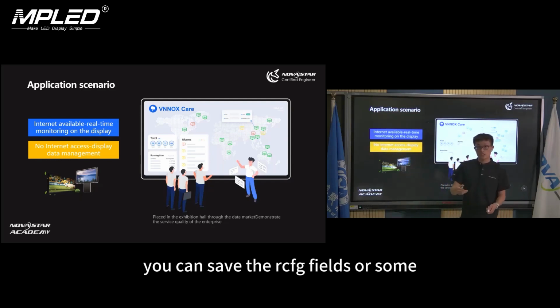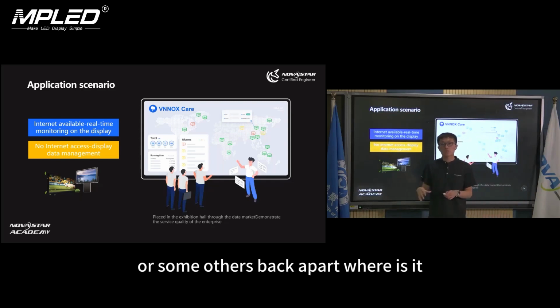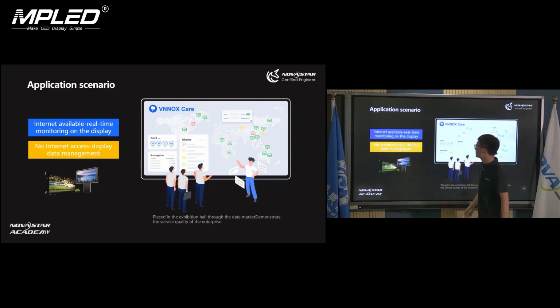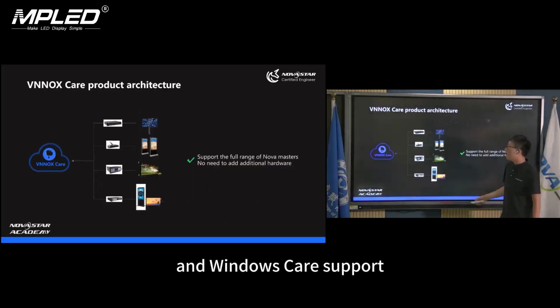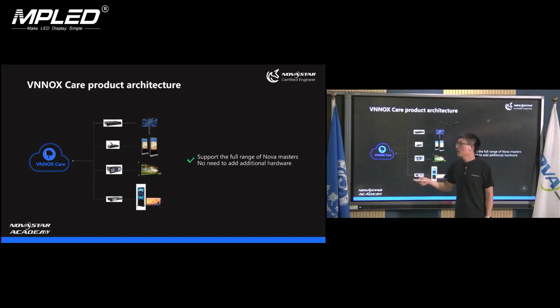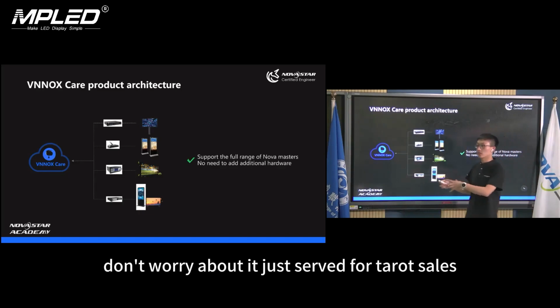You can save the RCFJ files or other backup parts, and information about where it is, to this system. And Vnnox Care supports all series and all product lines from Novastar. Each one can be bound to Vnnox Care. Do not worry about it. It's not just served for the Taurus series.